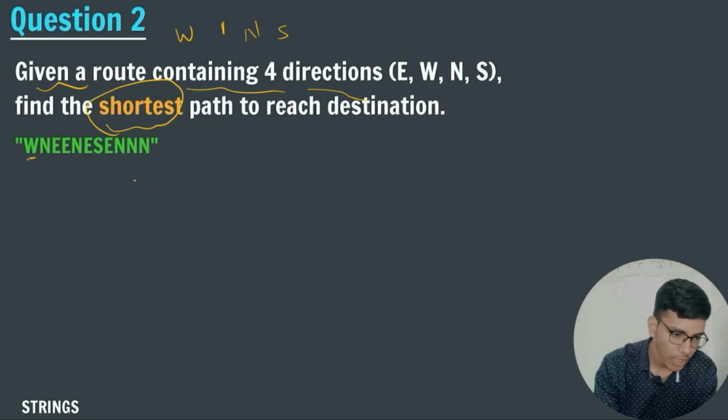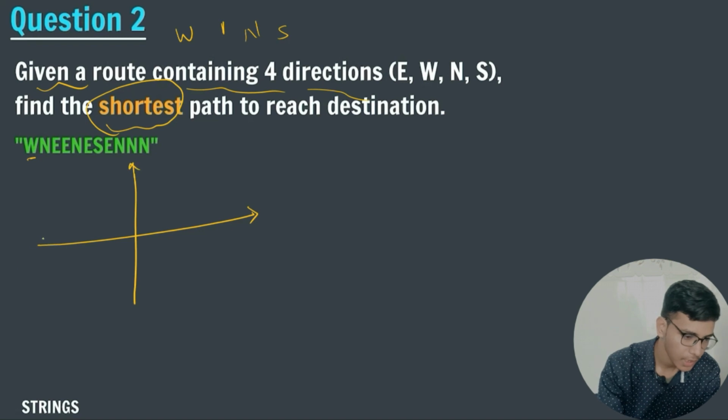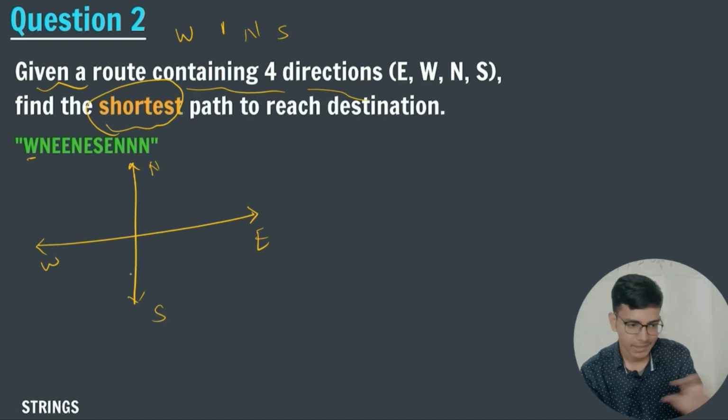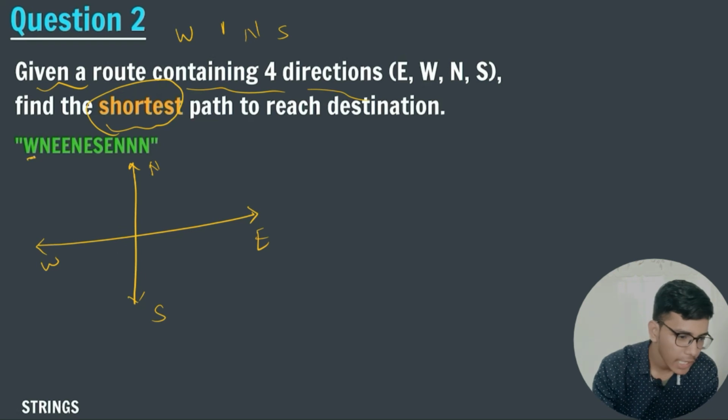So first of all, let me write this is my axis: east, west, north, south. So these are my axes. First of all the user has given me west, so I will start from the origin, 0 comma 0, I will always start from the origin. After that I will travel west 1 unit. After that north 1 unit. After that east 1 unit. After that again north, east.